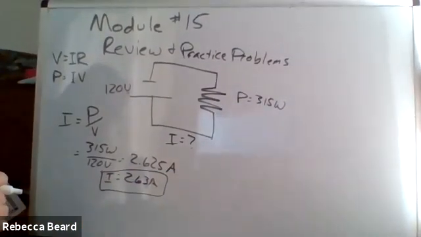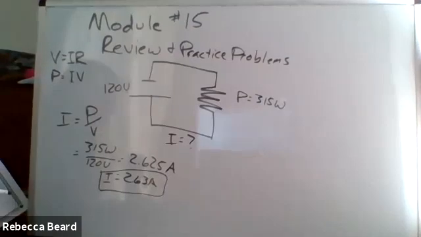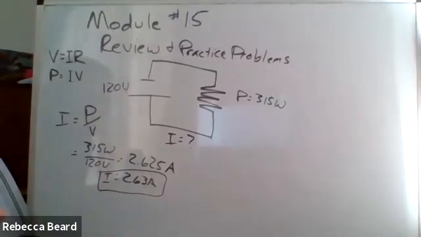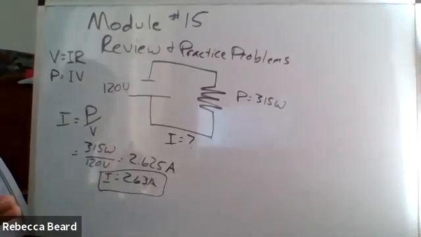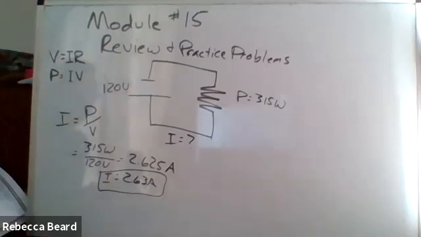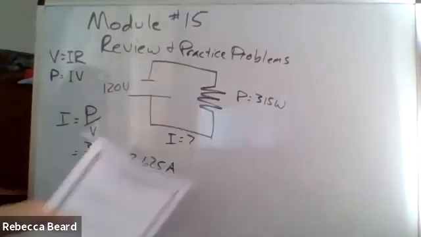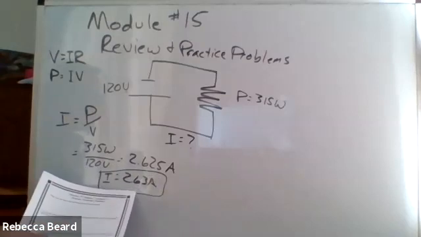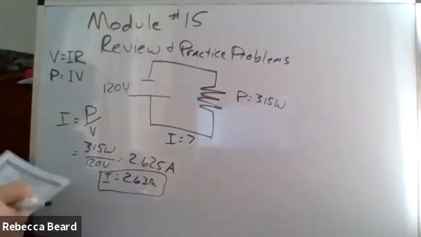The book's final answer is 2.6 amps. So I would say, again, they did not do the significant figures the way they should have, because we've got 3, we want to keep 3. That would be a 2.63, right?